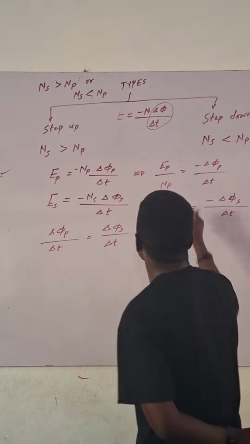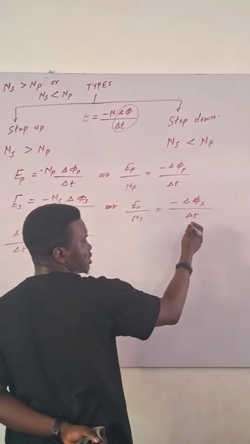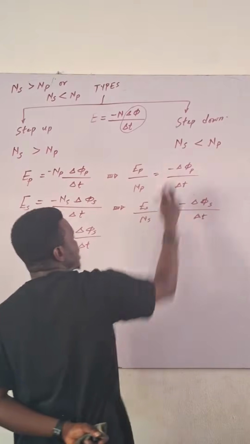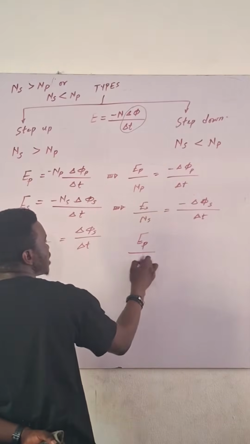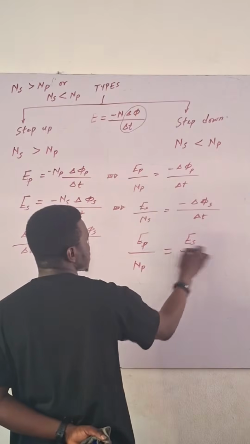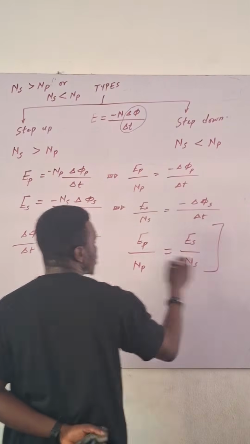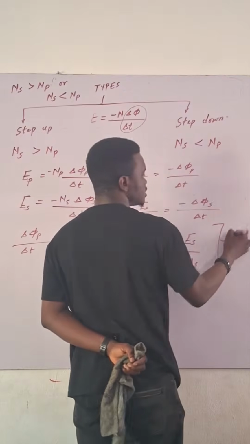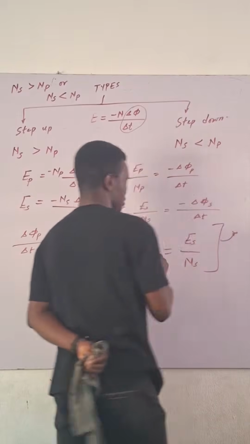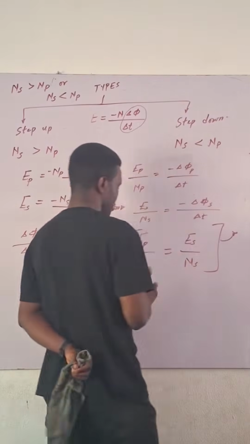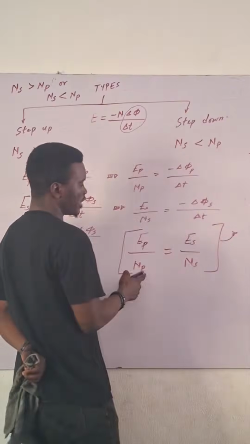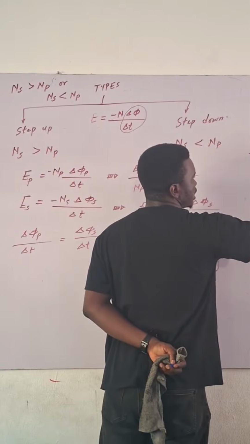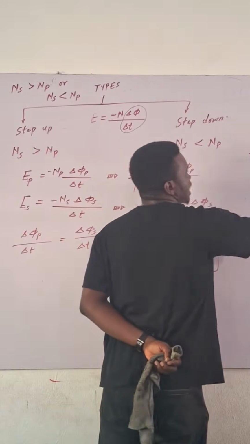So I can equate these. If this is equal to this, and this is also equal to this, then I can say EP over NP is equal to ES over NS. So the only factor is just the number of turns. But for simplicity, in some textbooks, you can see this as VP over NP is equal to VS over NS. That's the formula you need to know.